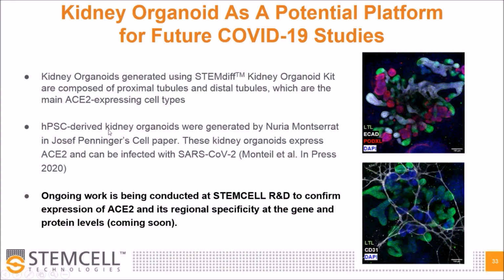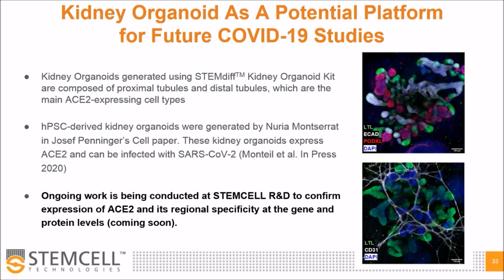So the kidney organoids generated using STEMdiff kidney organoid kits are composed, as I showed you, of proximal tubules and distal tubules, which are the main ACE2 expressing cell types. The hPSC-derived kidney organoids that were generated by Nuria Montserrat in the Penninger Cell paper show to express ACE2 at very nice levels, and they can be utilized to perform studies on SARS-CoV-2.